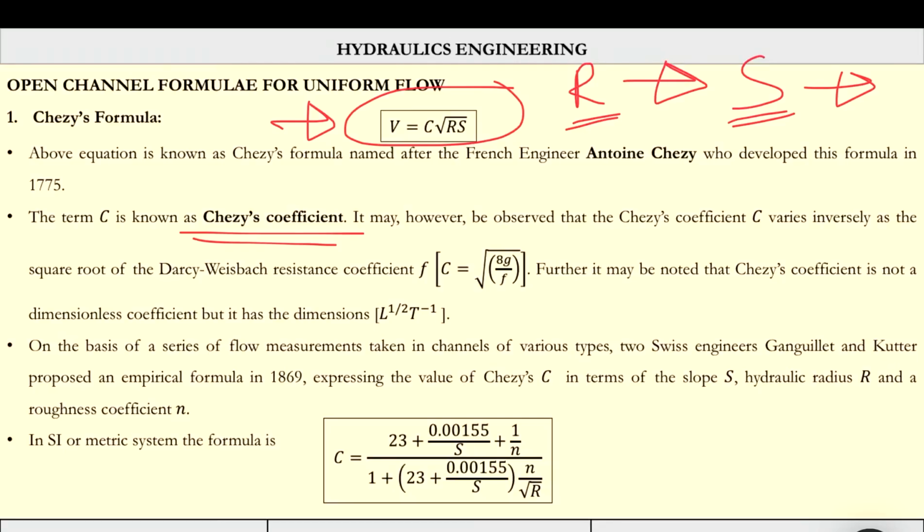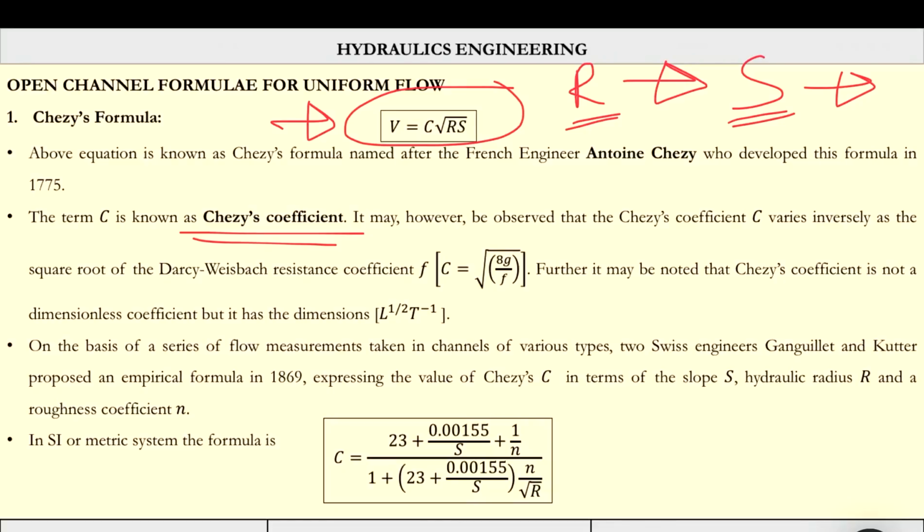It is not a dimensionless constant like the ones we have seen, such as the Reynolds number and the Froude number. In general, the constants you will see mostly have no dimension, but here it has a dimension. C is known as the Chezy coefficient.